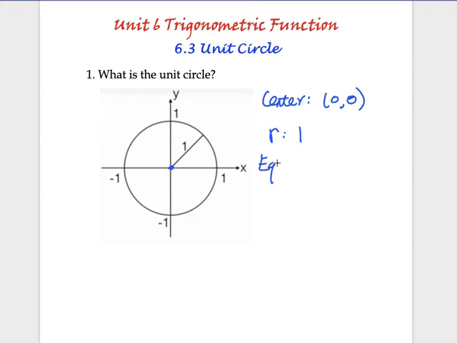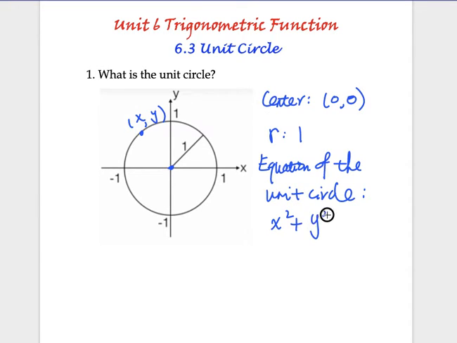This is why we call it the unit circle, because we define the radius as 1. And one more thing we need to understand is the equation of the unit circle. Imagine this is a random point on the circle. Its coordinates must fit this equation: x squared plus y squared equals 1. This is the equation of the unit circle. Please keep this equation in mind, because we are going to use it to do a lot of setup, and when we introduce the angle coordinates, you will see why this is important.